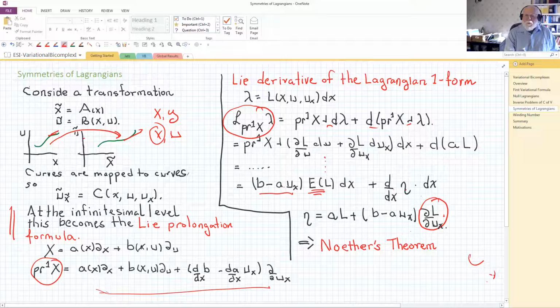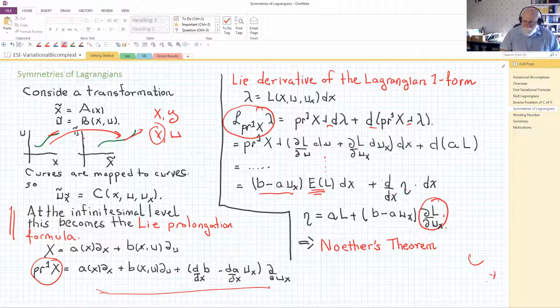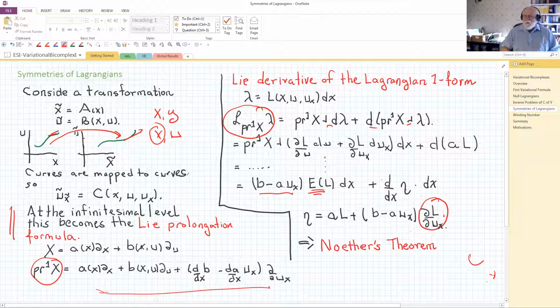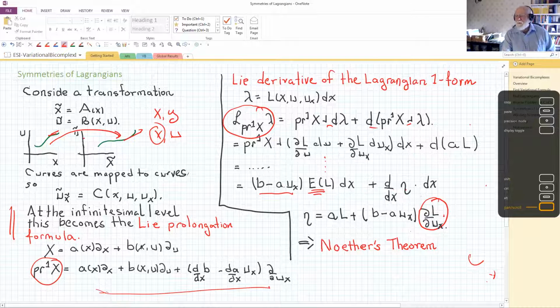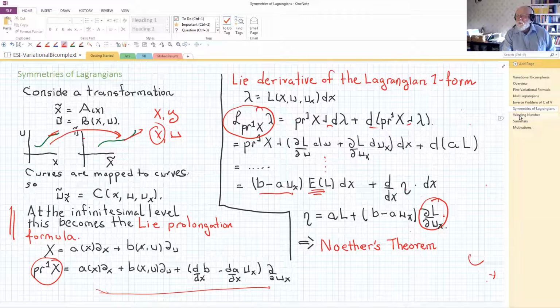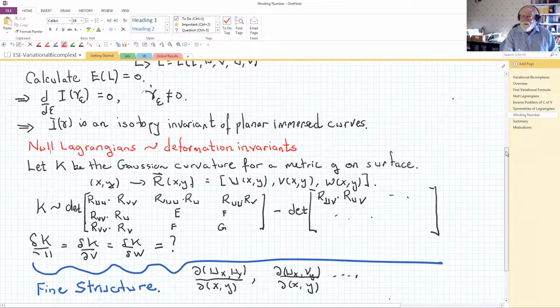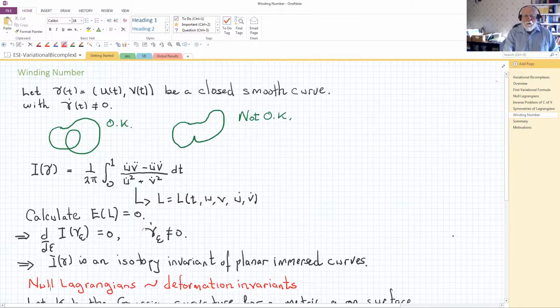If we have a symmetry of the Lagrangian, then this term is equal to 0, so that on solutions of the Euler-Lagrange equations, this expression here vanishes, and we have a first integral or constant of motion for our Euler-Lagrange equations. The key here is, I'll come back to that, what the takeaway from this is in a minute. Let me do one other example. This will come up again later on.